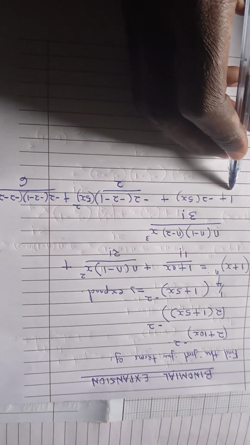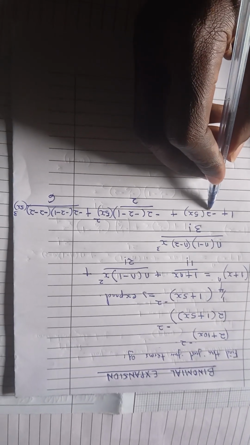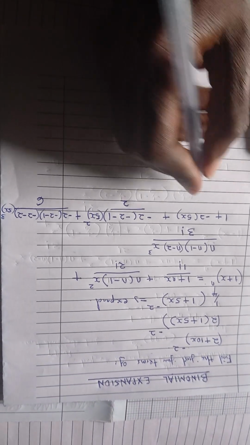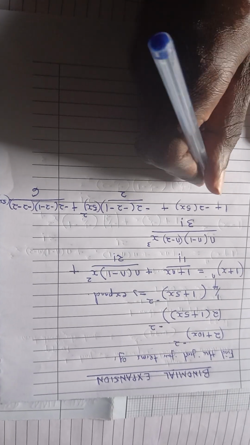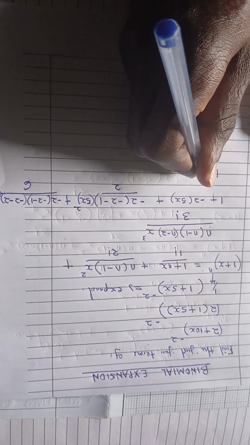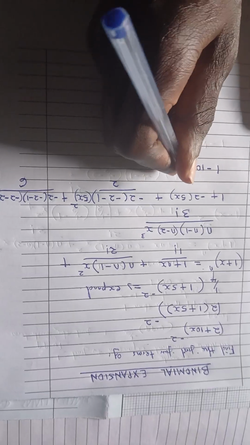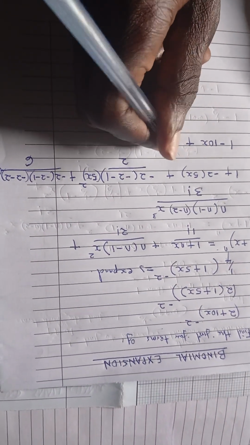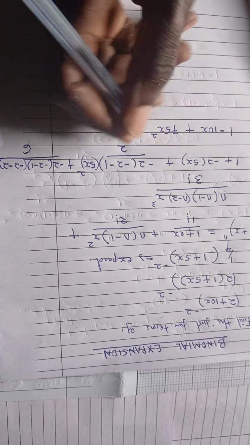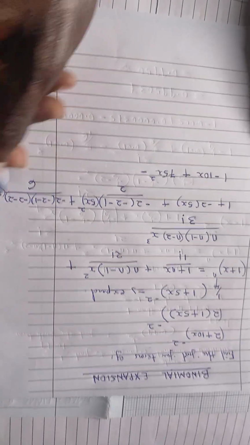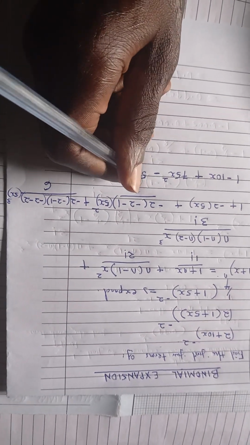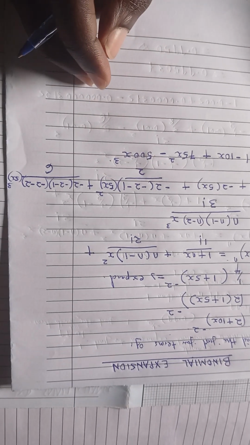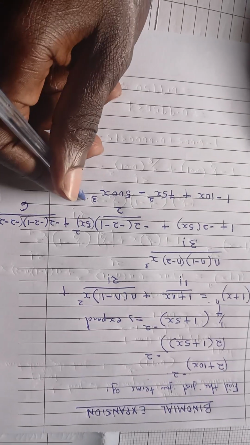So 1 plus negative 2 into 5x, this one will have 1 minus 10x. When you work out this one here, you'll have plus 75x squared minus this one here will be 500x cubed, right?